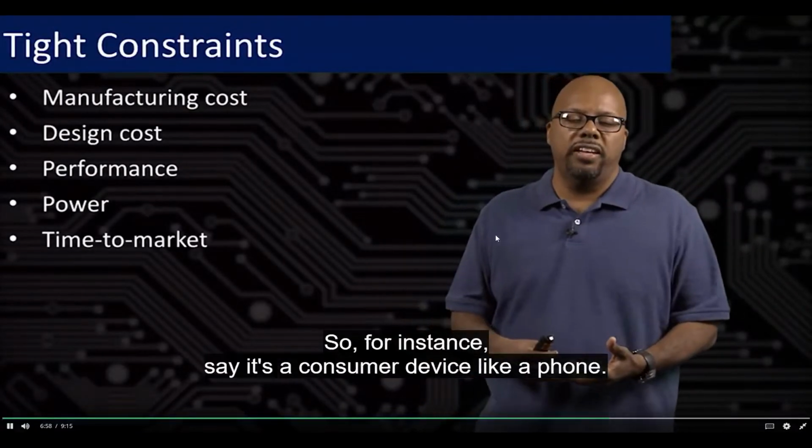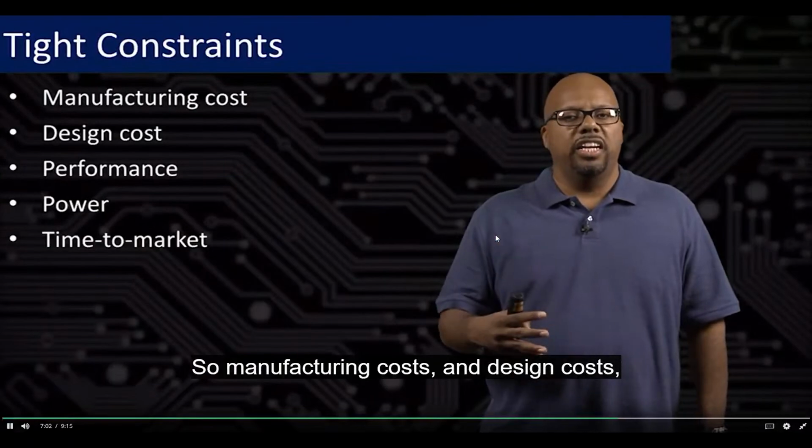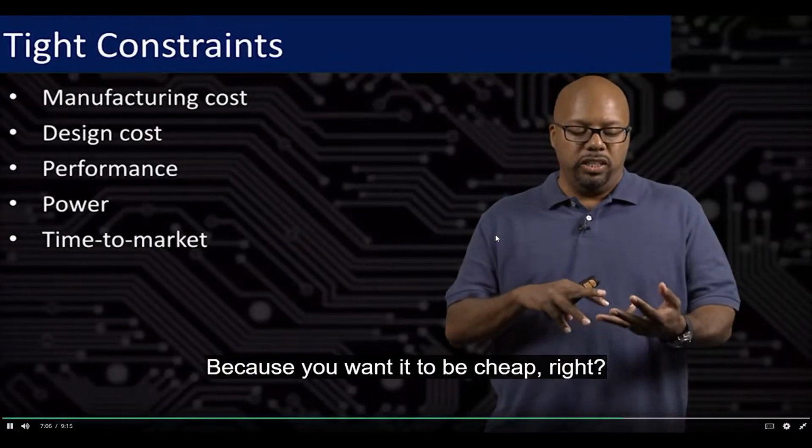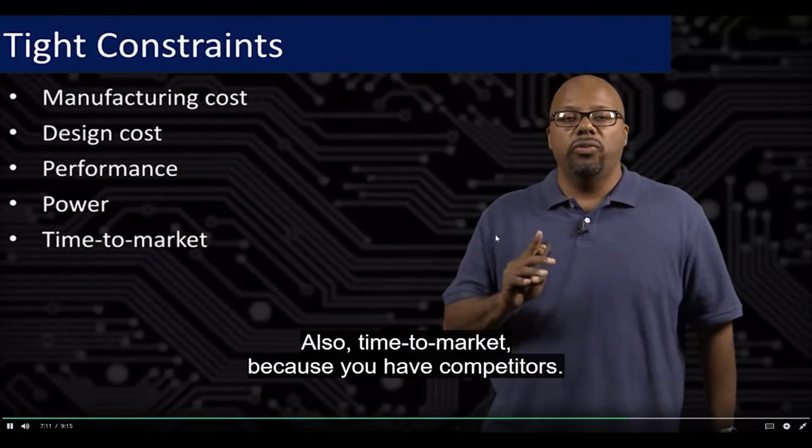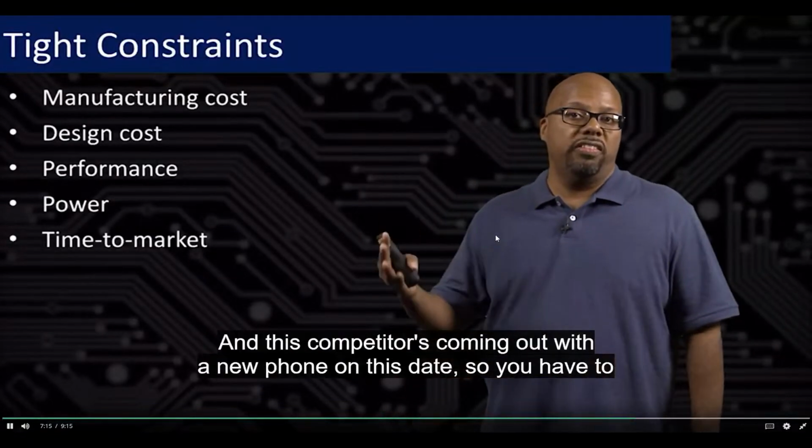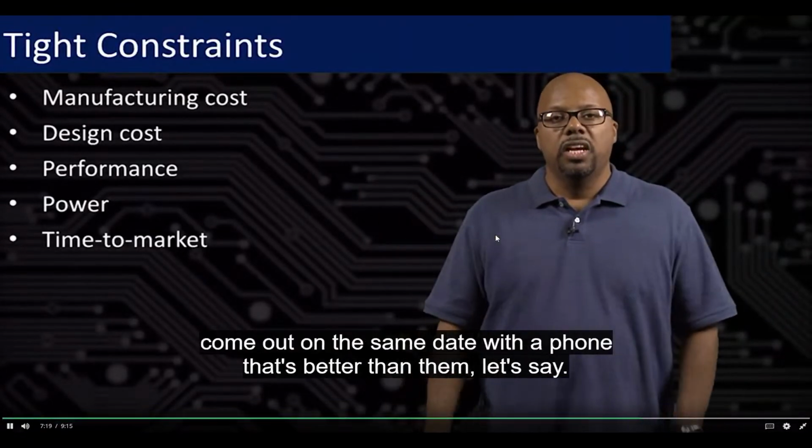So, for instance, say it's a consumer device, like a phone. Manufacturing costs and design costs and time to market, those things are primary. Because you want it to be cheap, right? You want to make money off the device, so the cost has to be low. Also time to market, because you have competitors. And this competitor's coming out with a new phone on this date, so you have to come out on the same date with a phone that's better than them, let's say. So those things are primary.